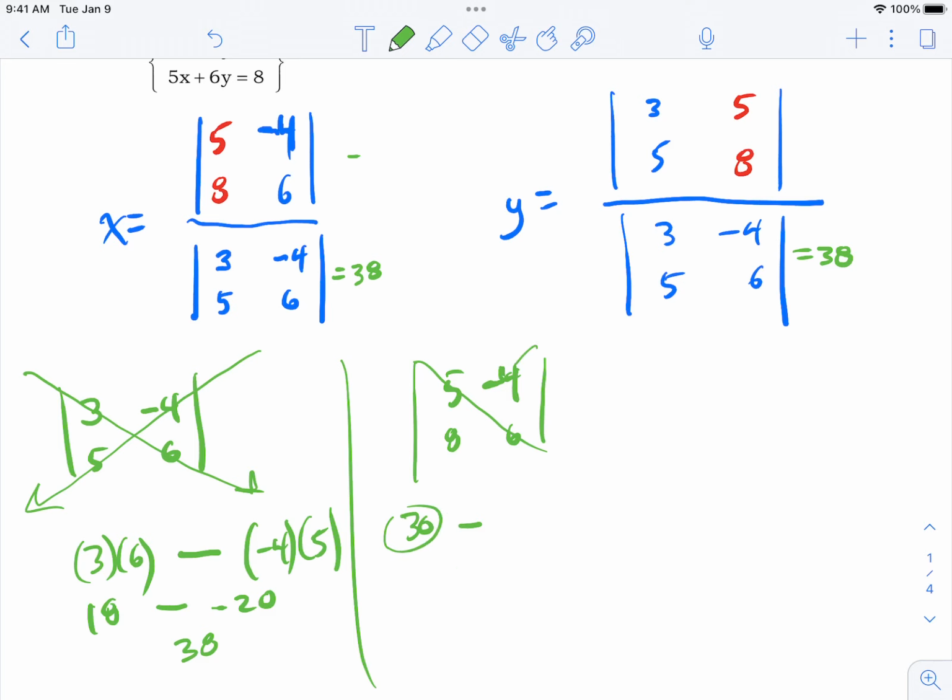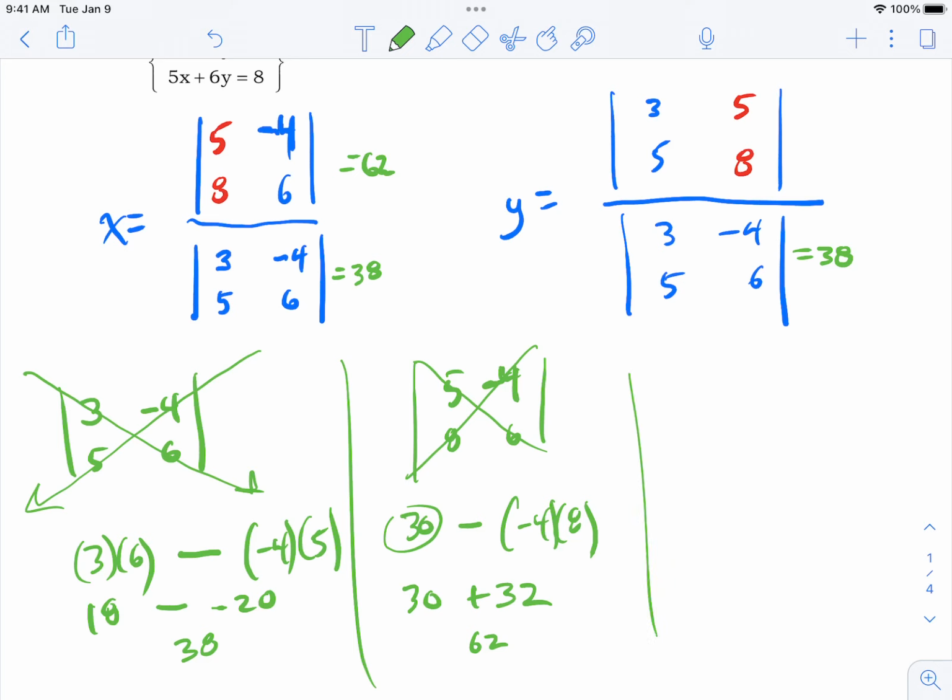And then, what have I got? I've got a -4 times an 8. So 5 times 6 is 30. I kind of did that. Minus a negative is plus. So that makes a 32. 30 and 32 is 62. So that's what goes up here, a 62.